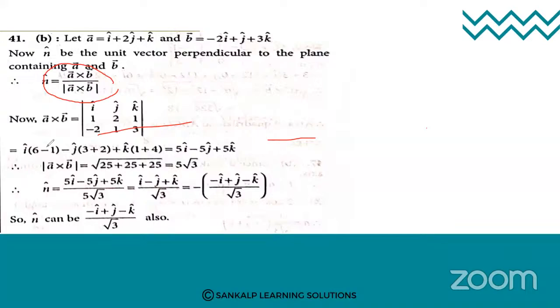So here we have to substitute: A cross B will be equal to the determinant with i cap, j cap, k cap, 1 2 1, minus 2 1 3, and when we expand it we get 5 i cap minus 5 j cap plus 5 k cap, and mod of A cross B is equal to 5 root 3. So when we substitute in the formula A cross B divided by mod of A cross B and simplify, the final answer will be option B, that is minus i plus j cap minus k. Okay, next example.